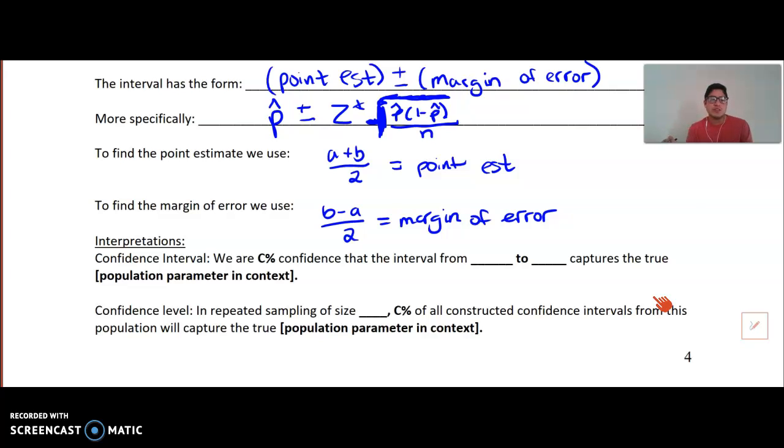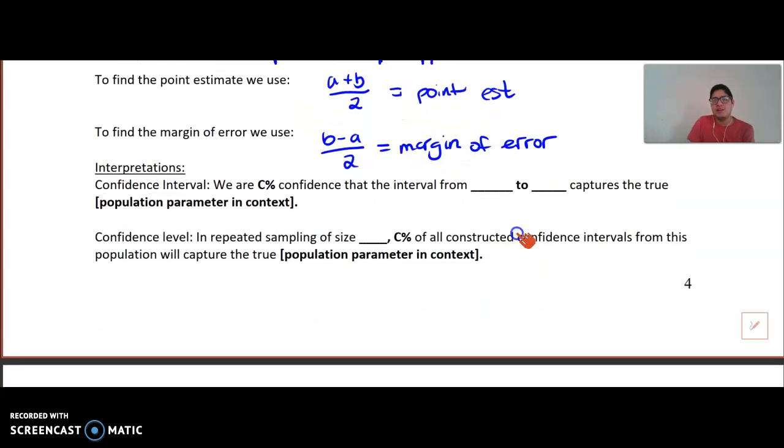So we actually have two interpretations here for the confidence interval and the confidence level. So a confidence interval is interpreted as: we are C% confident that the interval from blank to blank, whatever our interval is, captures the true population proportion of blankety blank. You're always taking the context from the question or the information presented. In repeated sampling of size, whatever your sample size is, C% of all constructed confidence intervals from this population will capture the true population parameter of blankety blank. It's statistics. We love the writing and we love to explain what the math means.